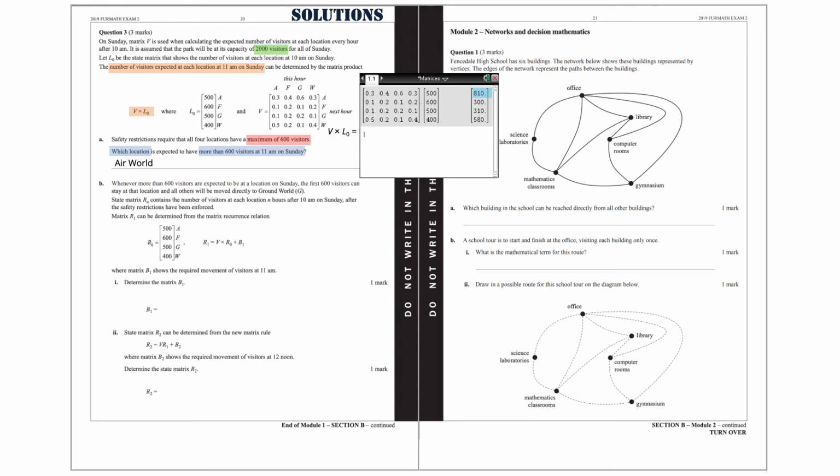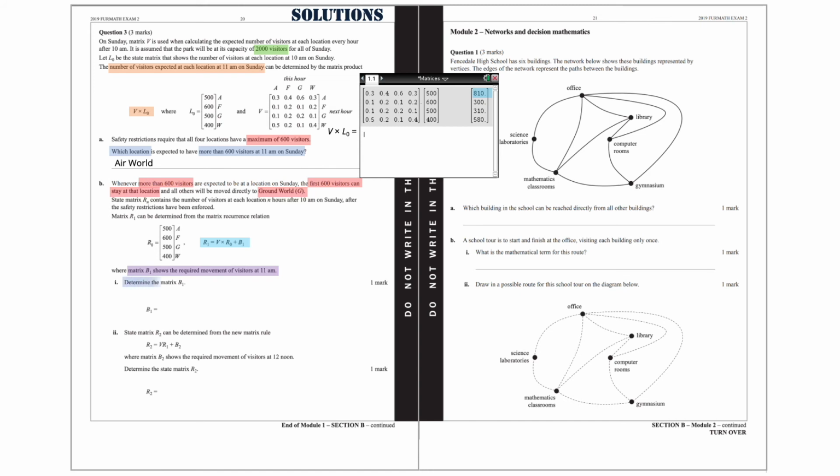Part B. Whenever more than 600 visitors are expected to be at a location on Sunday, the first 600 visitors can stay at that location and all others will be moved directly to Ground World. State matrix Rn contains the number of visitors at each location n hours after 10 a.m. on Sunday, after the safety restrictions have been enforced. Matrix R1 can be determined from the matrix recurrence relation below, where matrix B1 shows the required movement of visitors at 11 a.m. Part I.